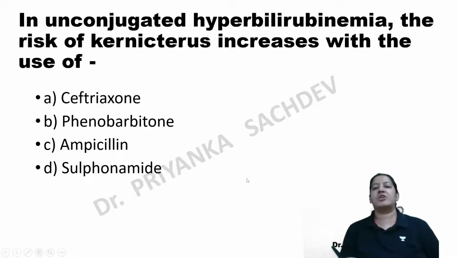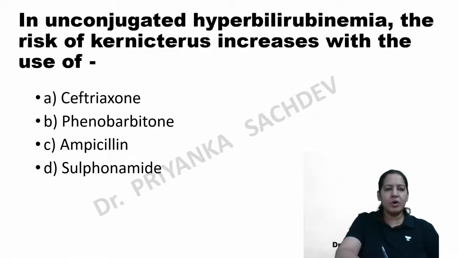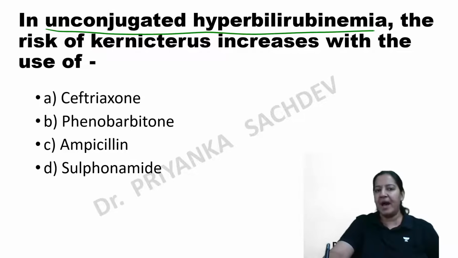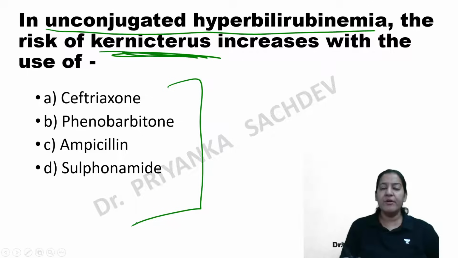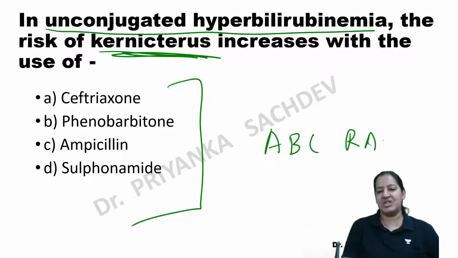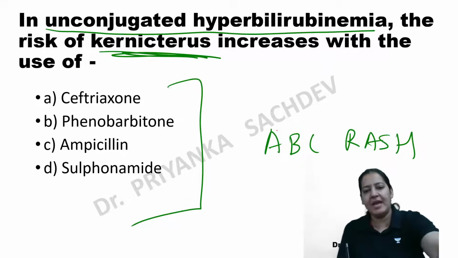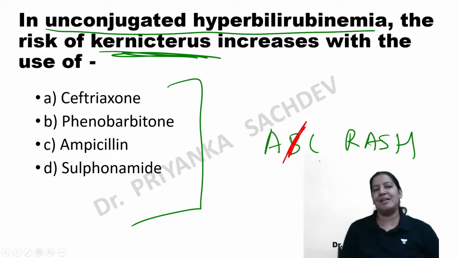Shall we move ahead? This is the next question in front of you. In unconjugated hyperbilirubinemia, the risk of kernicterus increases with which drug? Which of the following drugs causes risk of kernicterus in a child? So apply the mnemonic ABC rash. In ABC rash, what is B? B is bilirubin displacement.